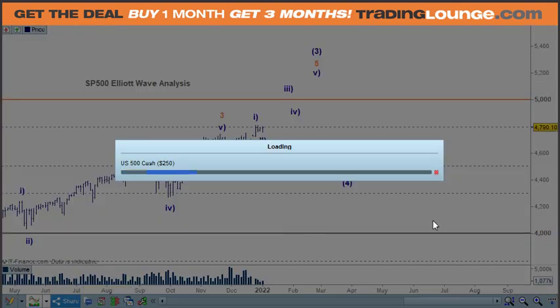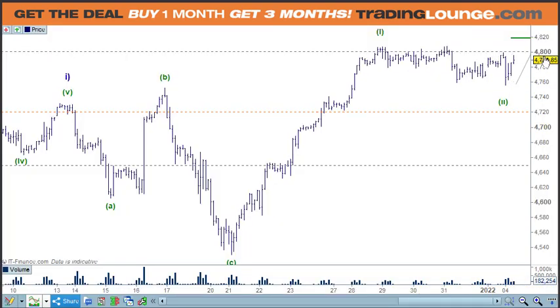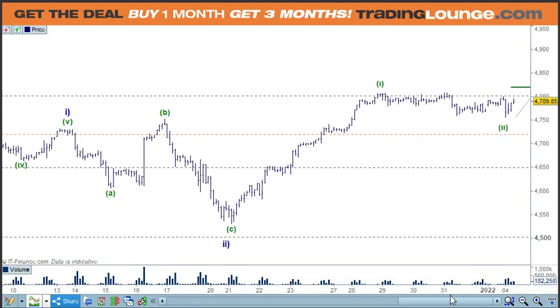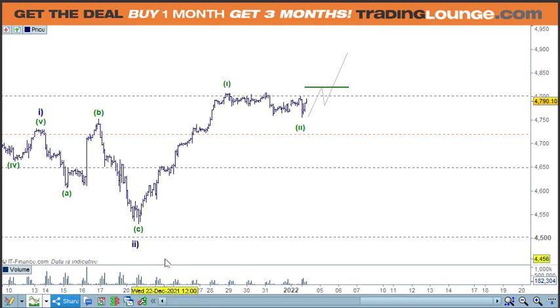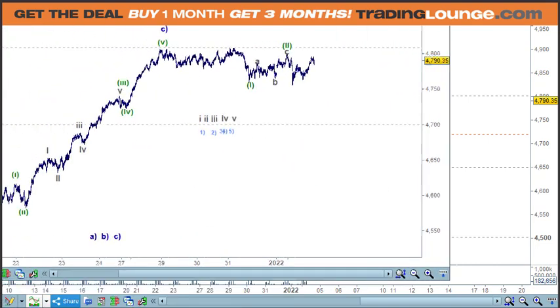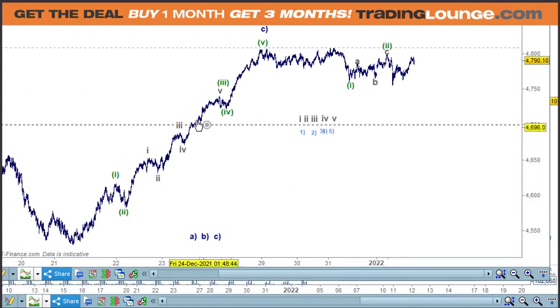Let me just check what chart we've got this on. Okay, so this is from this other count here. In a nutshell, we need to make a new high above here. This is a tick chart, just 5 ticks. So this move up here is 1, 2, 3, 4, 5 for C of B here, but I can see that this is starting to look corrective.